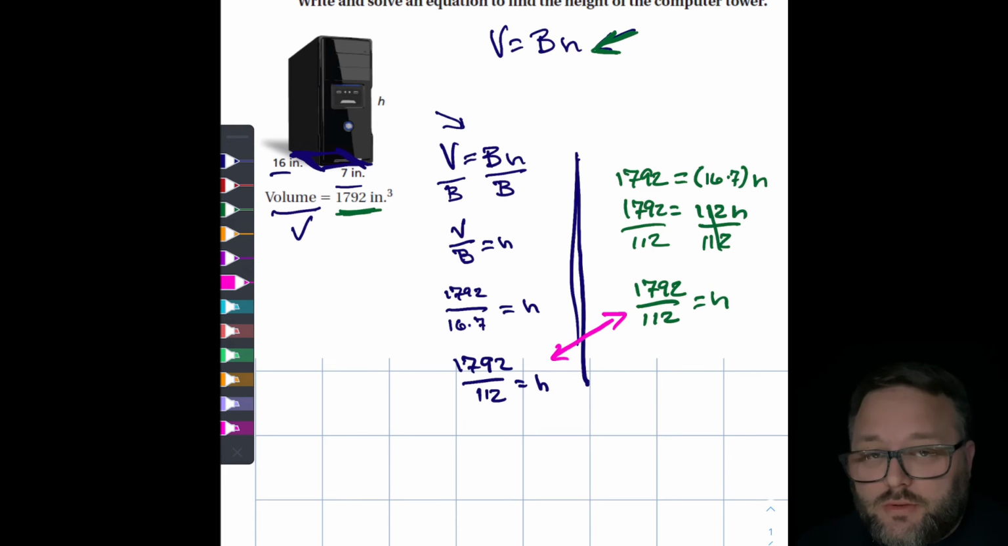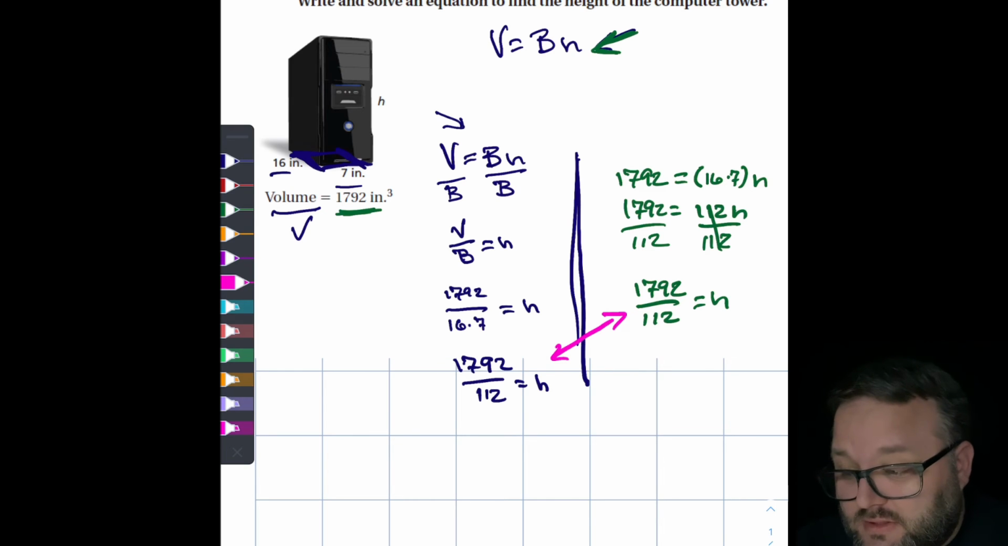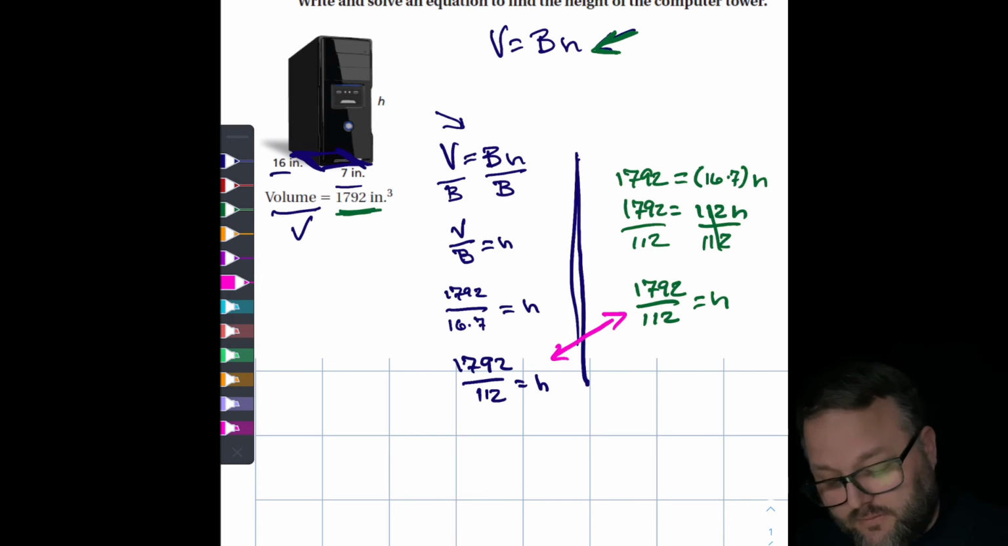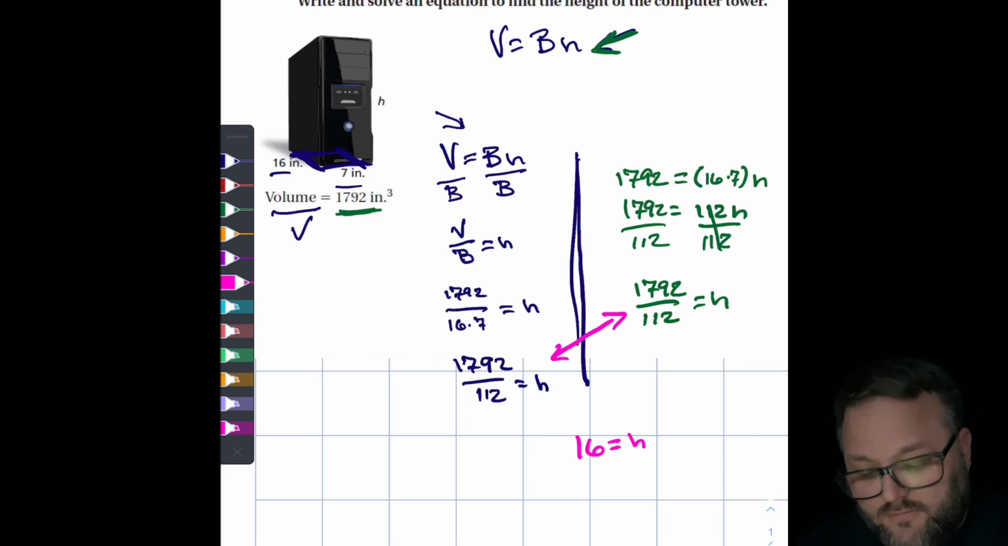So we either substitute then rearrange, or we rearrange and then substitute. Which one you want to do is up to you, but either way, that's the process. So there's not a set 3 steps, except what you do, but the order is up to you in the first choice, okay? Hopefully that makes sense. From here on out, I'm just going to solve 1,792 divided by 112. I get 16 equals H, because 1,792 divided by 112 is equal to 16.